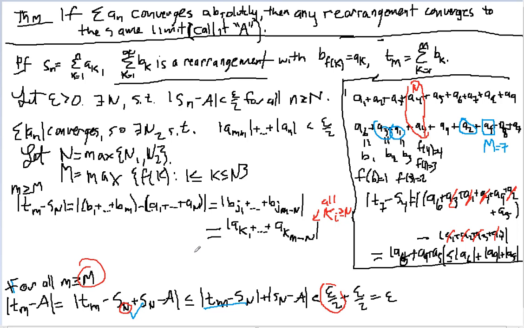And so what I can do is then I can look at this. I can use the triangle inequality to get that this is less than or equal to the absolute value of a sub k sub 1 plus da, da, da, plus the absolute value of a sub k sub m minus n. Horrible notation, way too many subscripts, but that's the price you pay for understanding, I guess.